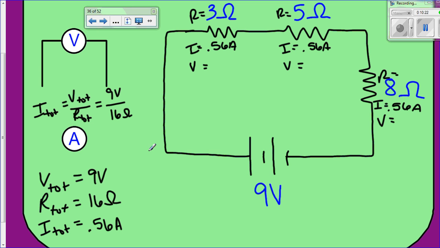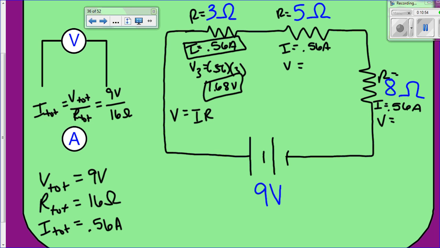So let's do this first one. Remember, I'm solving for V, and so V is equal to the current times the resistance. For this one right here, the voltage drop for the 3 ohm resistor is going to be the current, which is 0.56, times the resistance, which is 3. 3 times 0.56 is going to give me the voltage drop of 1.68, and my unit is volts. So now I've figured out all the information for my 3 ohm resistor.